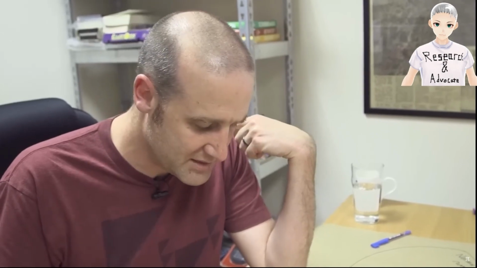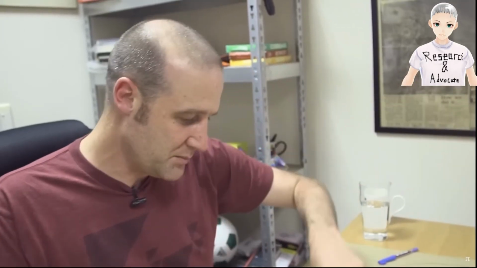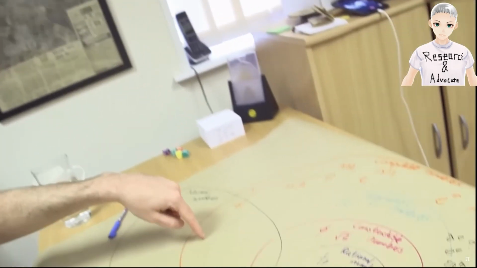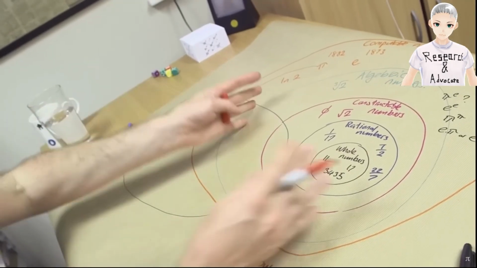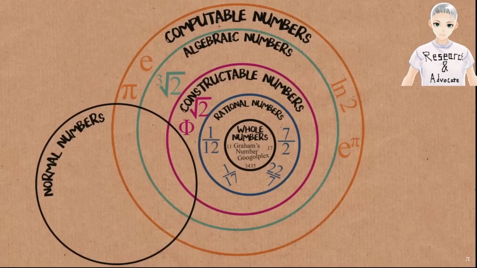And they generated these. Now, Champernowne's number is transcendental. So this is it in base 10. Obviously, you can do it in different bases. And it is computable. It is normal. And it is transcendental. So transcendental means it's outside algebraic. Champernowne's constant sits in this part of the diagram.